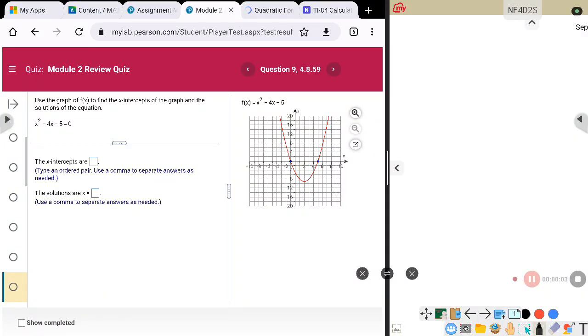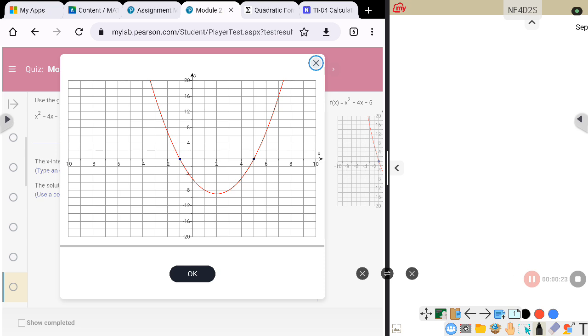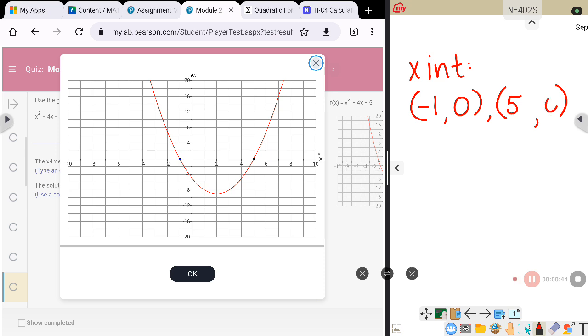All right, continuing the review for the Module 2 quiz. On this problem, it gives you a quadratic equation, x squared minus 4x minus 5, and then it shows you where the x-intercepts are on this graph. You'll notice there are two places where that parabola crosses the x-axis. The first one on the left crosses at (-1, 0), and the other x-intercept is at (5, 0).